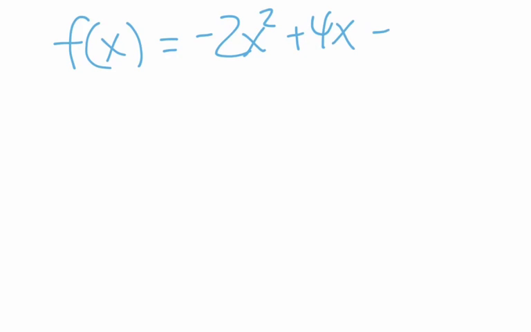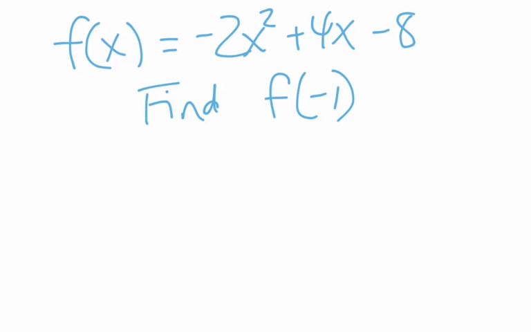So let's do a practice problem. F of x is equal to negative 2x squared plus 4x minus 8. And you are going to find f of negative 1. What I'm going to suggest is do this with the remainder theorem, because that is the point. We're trying to practice the remainder theorem. But then to back it up, take the negative 1 and plug it in using your calculator. You should get the same answer, because it's two different ways of answering the same question.